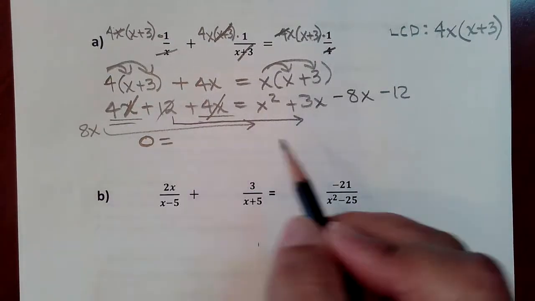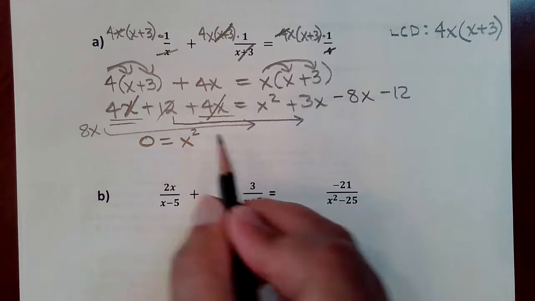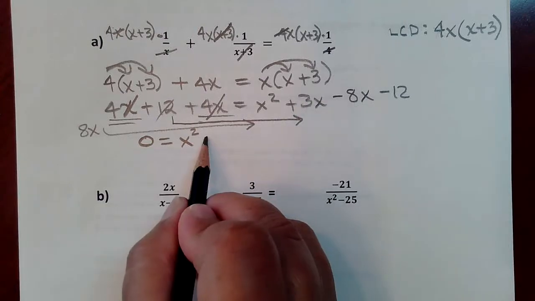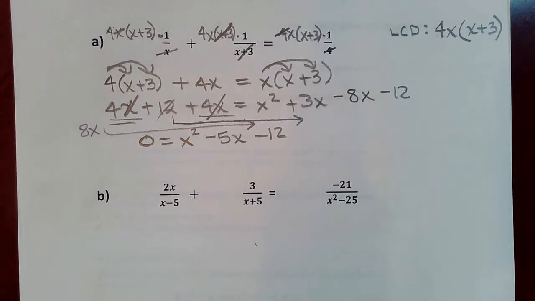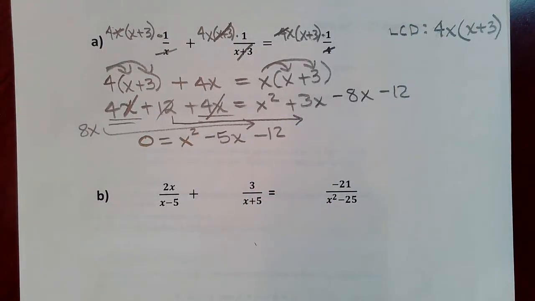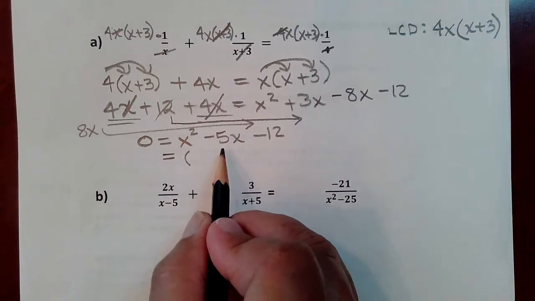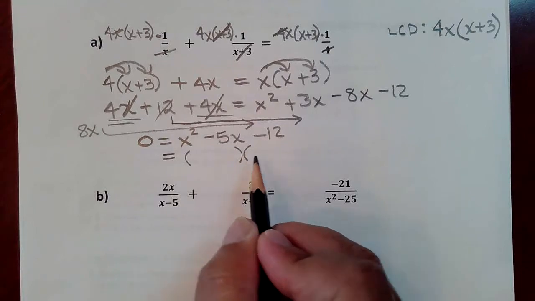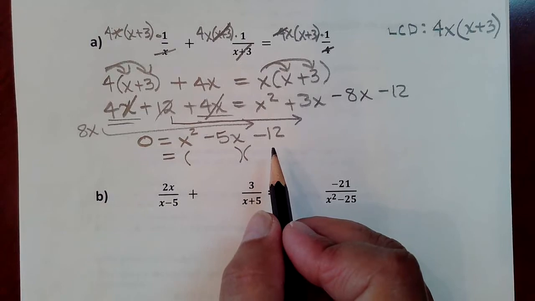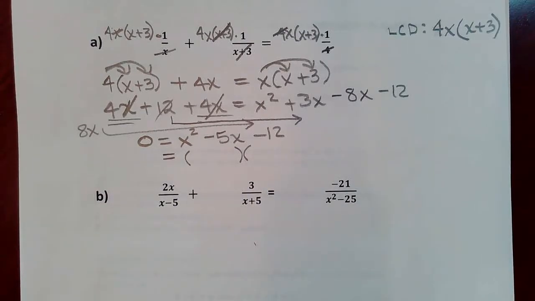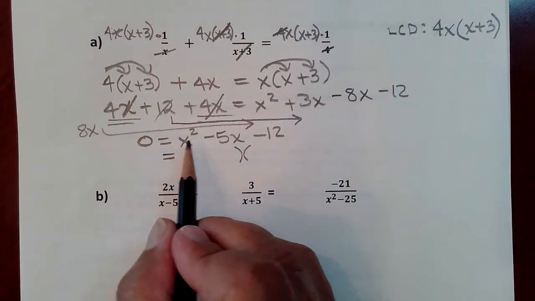Everything is now over on the right-hand side. And I have x squared on the right-hand side. I have these two combined giving me negative 5x, and I have a negative 12. Now, if you can factor, my preference is to factor, but you might like quadratic formula. You can do it either way. You can complete the square if you want. What is not available is using the square root property right now as it is, because you have that linear term. Square root property is when you have just a squared term and a constant.